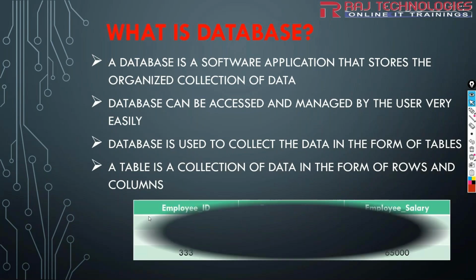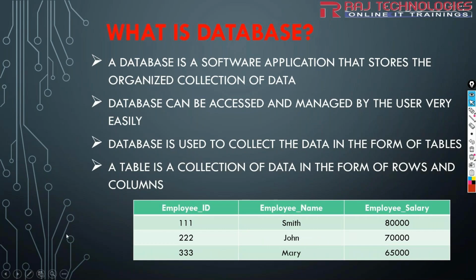Like for example, if you consider this employee table, here we go with the columns like employee ID, employee name, employee salary. So this we call column headings, or we can even call them field names. This employee ID, employee name, and employee salary, we can even call field names. And this 111 Smith 80,000, this we call a record. So one data related to one particular employee, we call a record. You can call even the row a record.